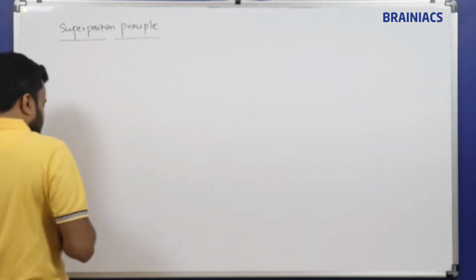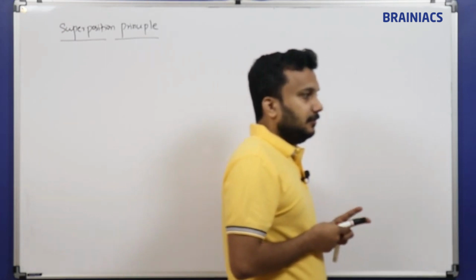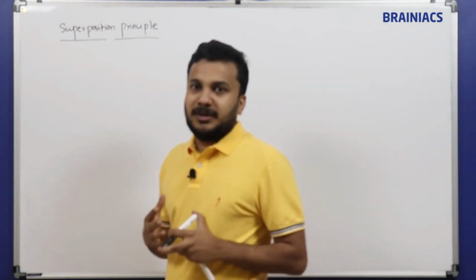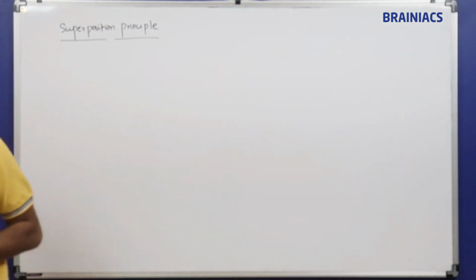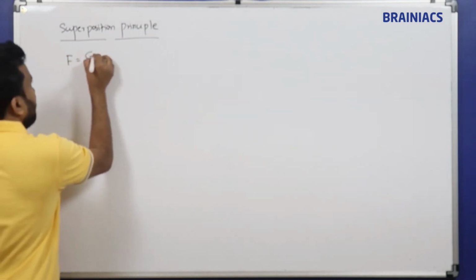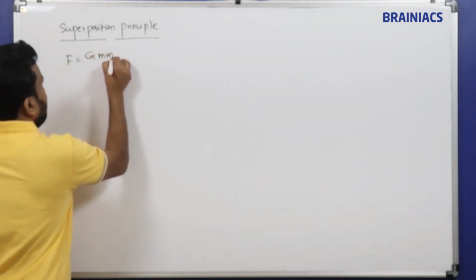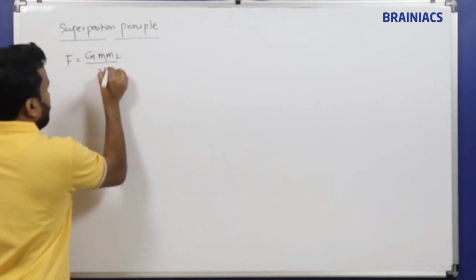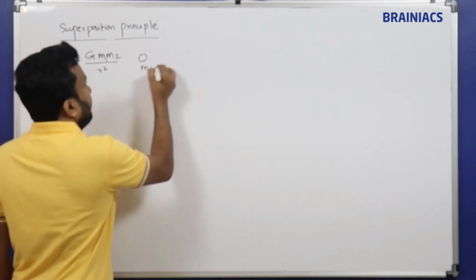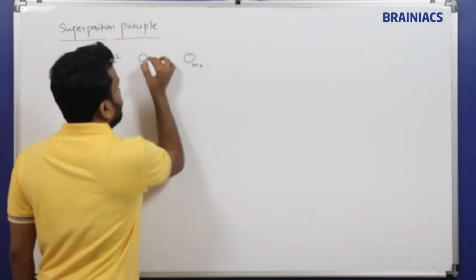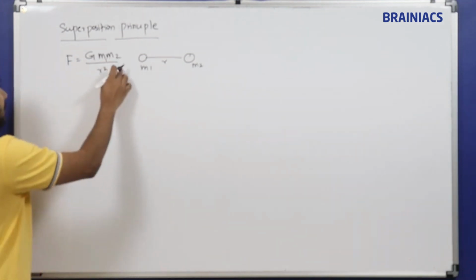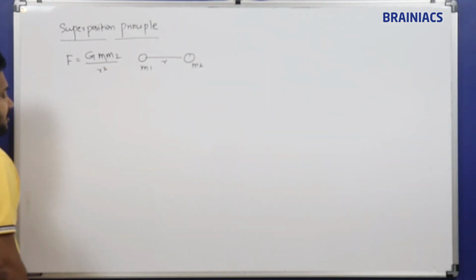The superposition principle appears in most of the chapters in physics, and it is related to vector additions. We know Newton's gravitational formula, G m1 m2 divided by r square. If two masses m1 and m2 are separated by a distance of r meters, then the attractive force between the two bodies is given by G m1 m2 divided by r square.